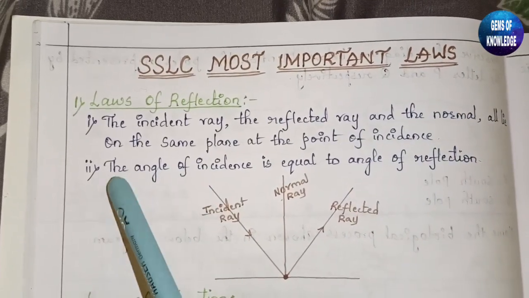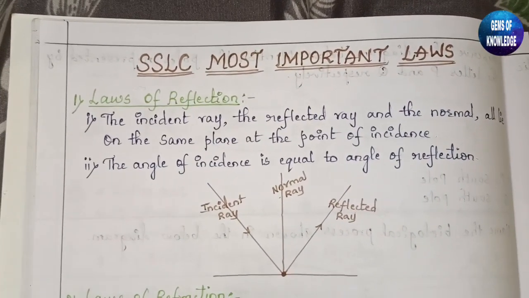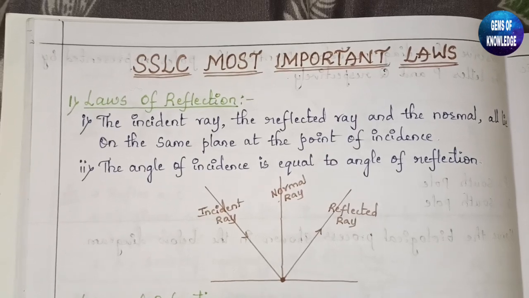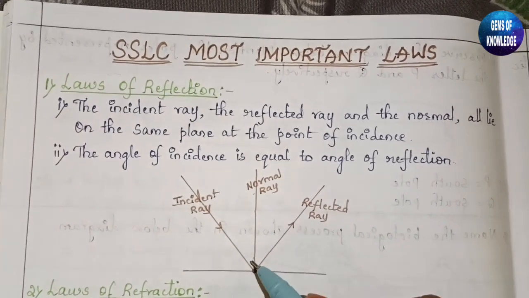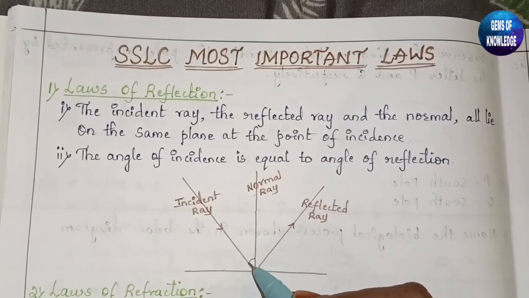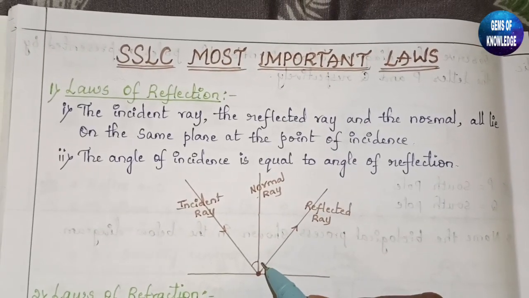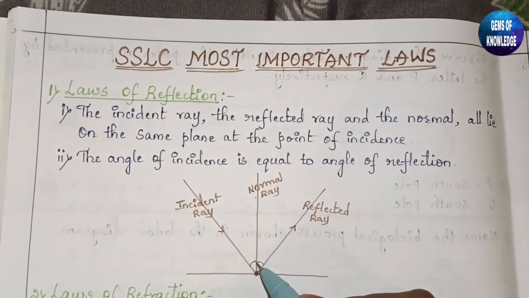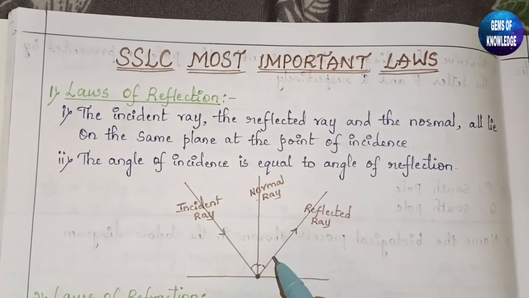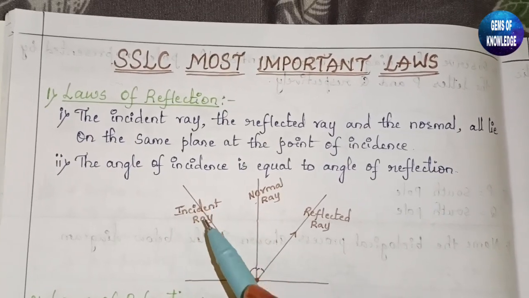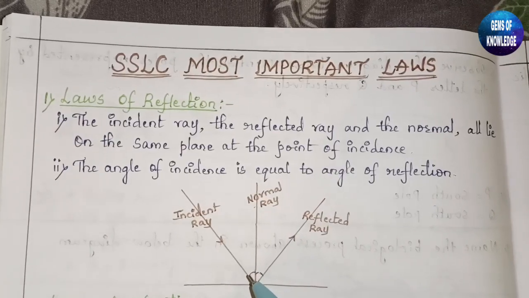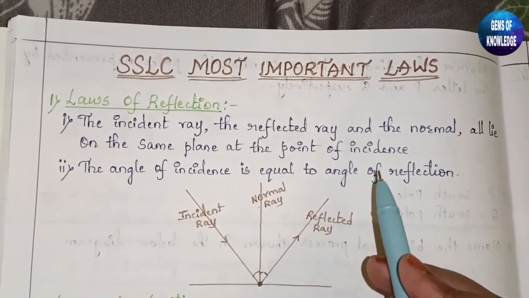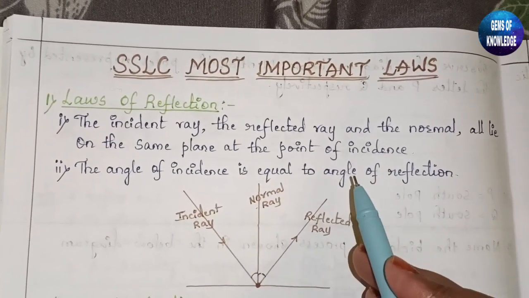The second law is that the angle of incidence is equal to the angle of reflection. So whatever angle this incident ray is making here, this is equivalent to this angle, in the sense that both the angles are equal. If this incident ray is making a 40-degree angle here, then with the same 40-degree angle it has to move away from this point of incidence.